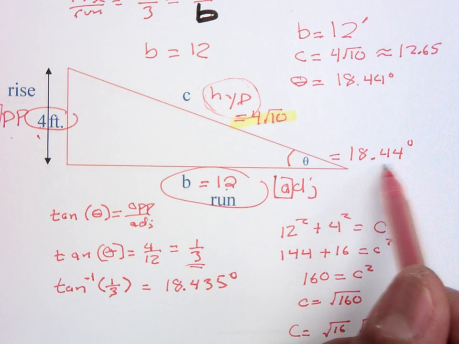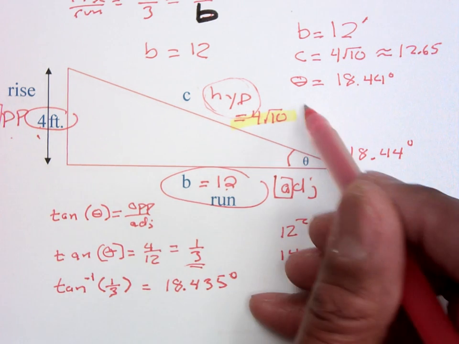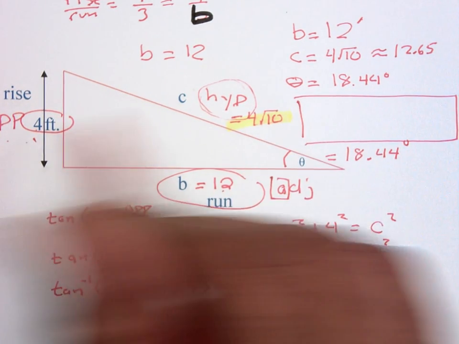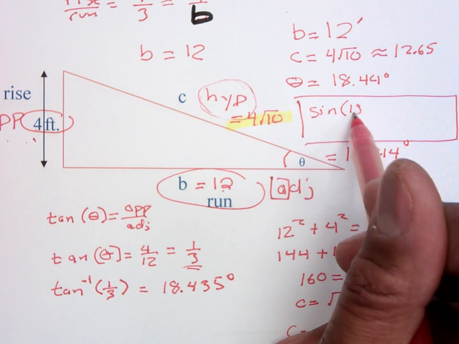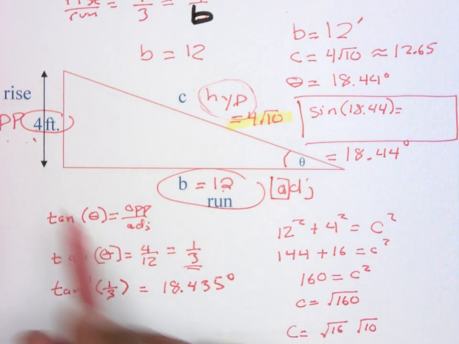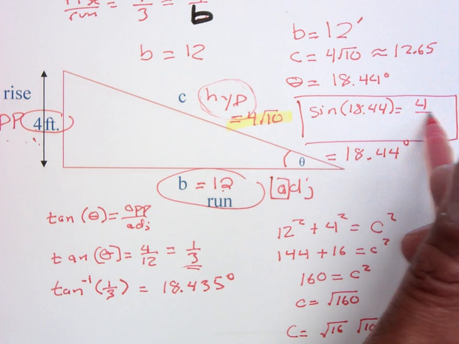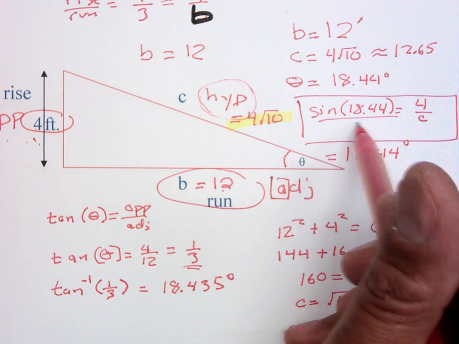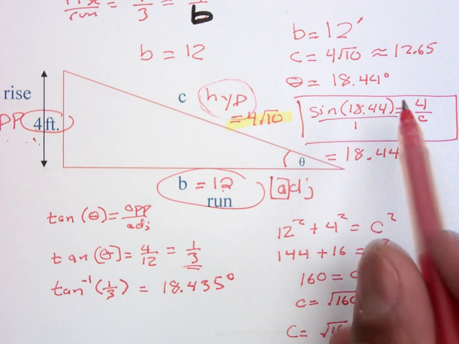And the closer we make this, the closer our answer will be. But we could have written, and I think I have room right here, the sine of 18.44 is equal to the opposite, which is 4, over the hypotenuse, which, let's say we don't know it, 4 over C. And this is over 1. So if we cross multiplied here, first we'd have to calculate the sine of this, and then cross multiplying, we'd get about the same thing.